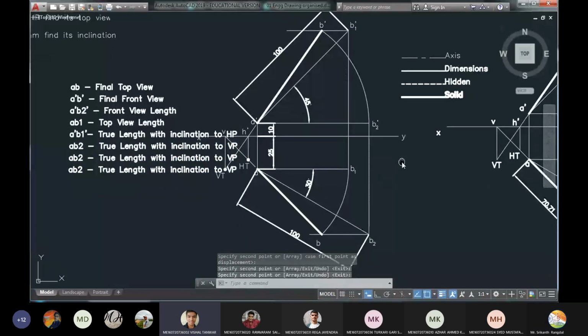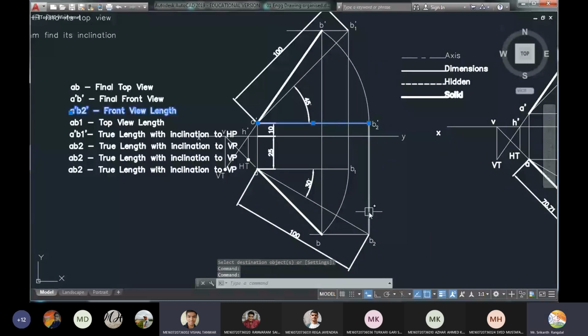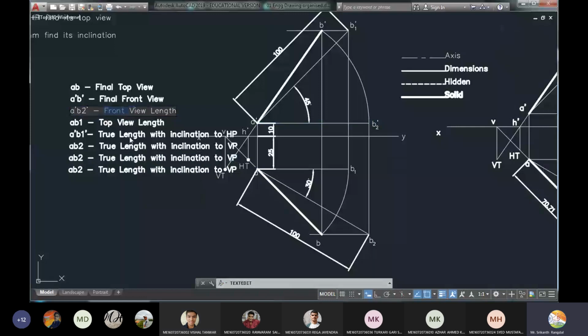Sir, I have one doubt. Yes, ma'am. Sir, in that A dash B2 dash, that is the projection of AB2, na sir. Of course, that is the projection of that. But in the question, it is the top view length, na sir. Oh, yeah. Right. Very good. You have pointed it out. This is the top view length, and this one is the front view length.